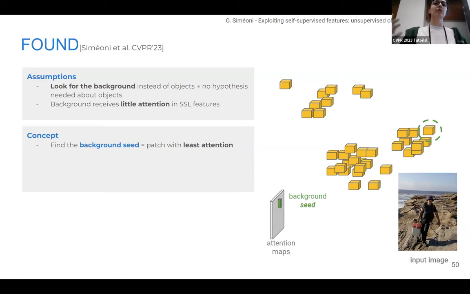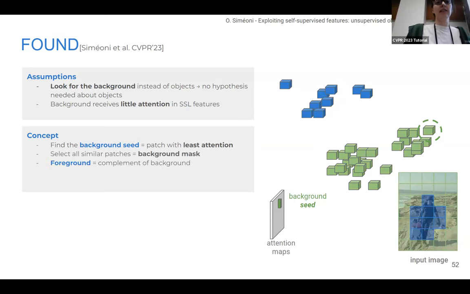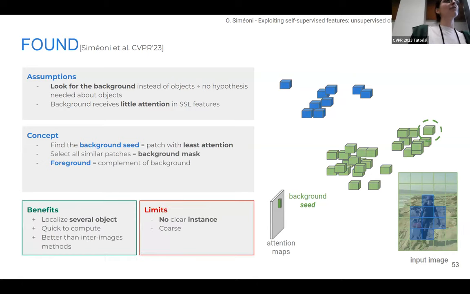the object? And doing so, basically, we are able to highlight what is not background, which by definition will be object. And so we use a very simple assumption, which is that background receives little attention in the self-supervised features. So we take our attention maps, we find our background seed, which is the patch with least attention, and then we find what is matching to the background seed, and that's it. We got our foreground. So that's very, very quick to compute. It highlights several objects, but in terms of limits, there is no clear instance. We don't separate the objects and the masks are quite coarse. But we'll see later that through training, we can really use that.